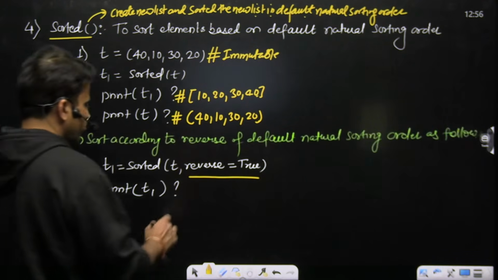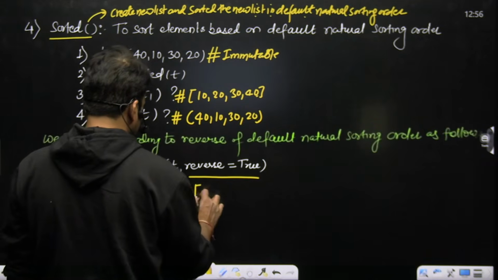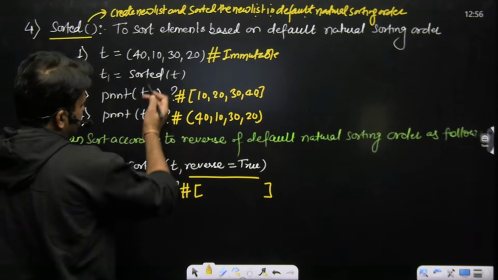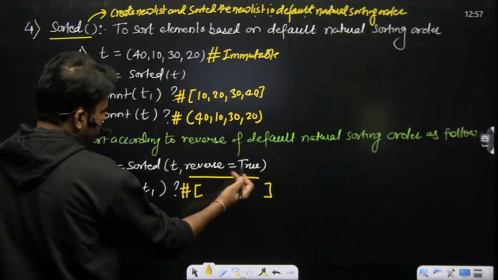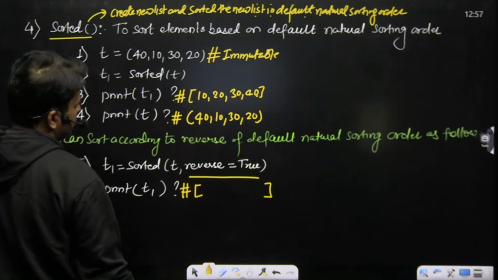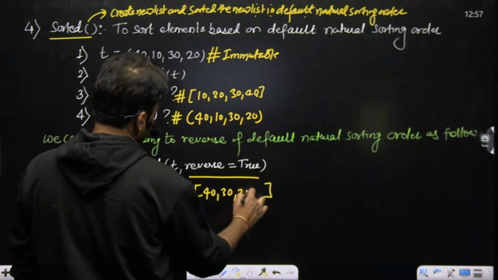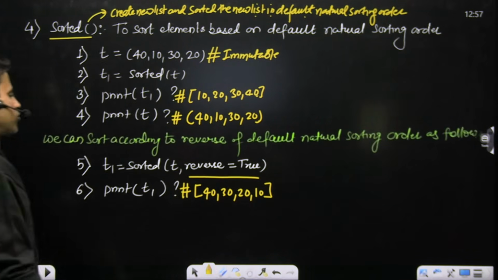So print T1, what does it print, student? It creates a list and sorts the list. Default natural sorting is ascending order, but you are passing reverse equals to true here. So in descending order, student. So in descending order, what is the value of this one? Sir, 40, 30, 20 and 10. So this is the output. Okay.